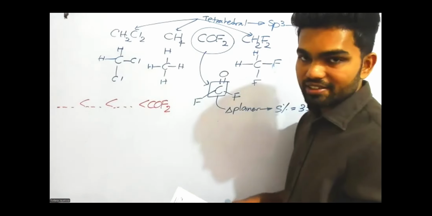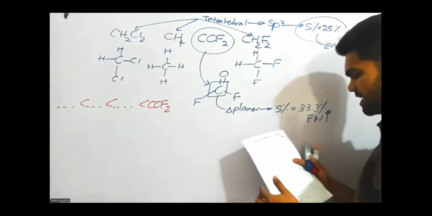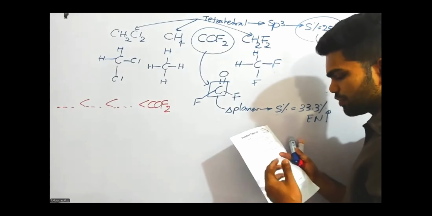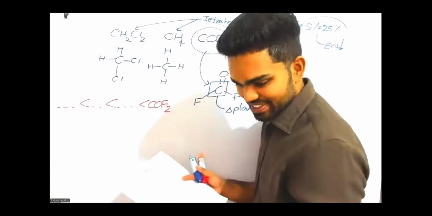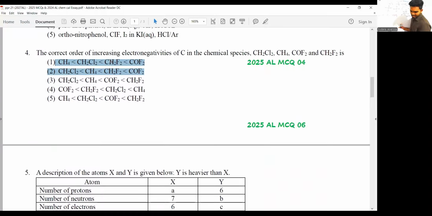Okay, so it's very simple, right? Eliminate all other answers. Then to select whether it is the first one or second one, you have to check the lowest electronegative one, that is enough. Can you see? I'll show you in the answers. See, only 2 answers are giving you COF2 as the highest electronegative one. Then check the lowest electronegative one. If it is CH4, answer is answer 1. If it is CH2Cl2, answer is answer 2. Very simple. You don't need to arrange them in order, especially in MCQs.